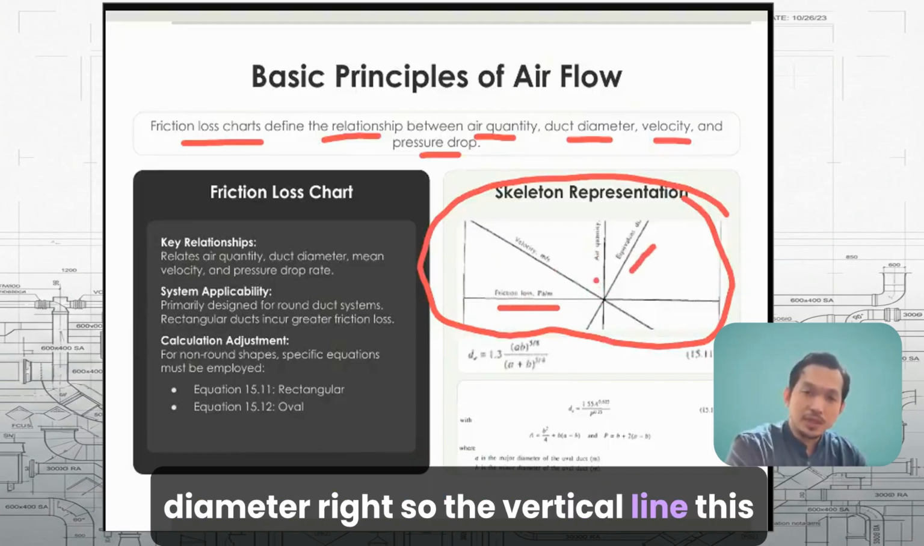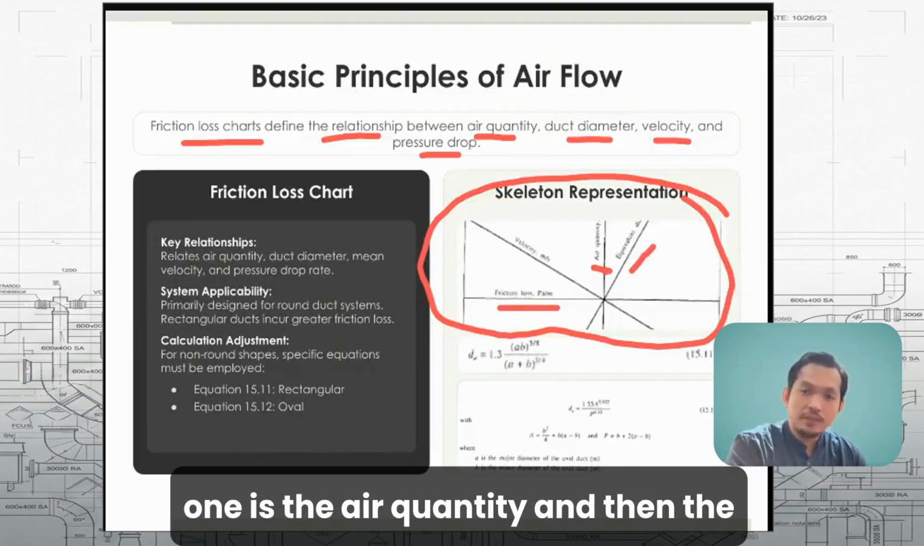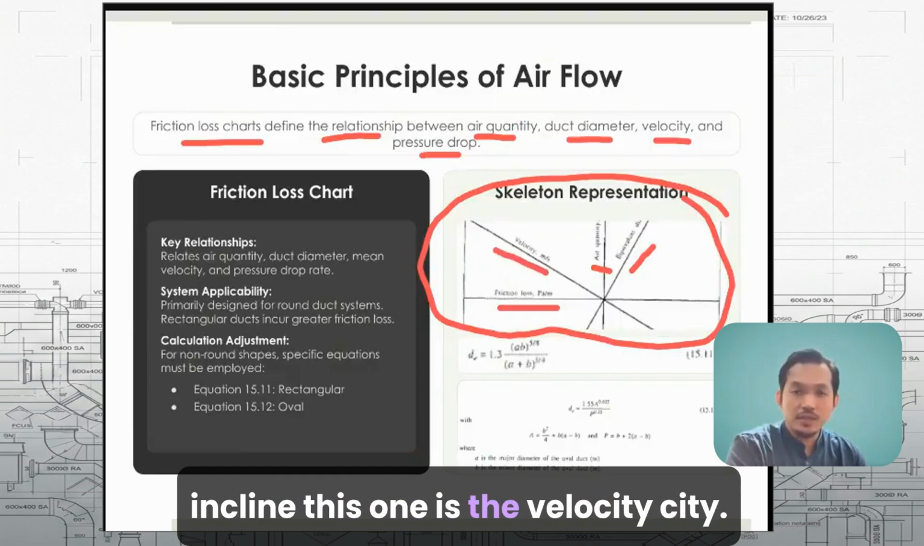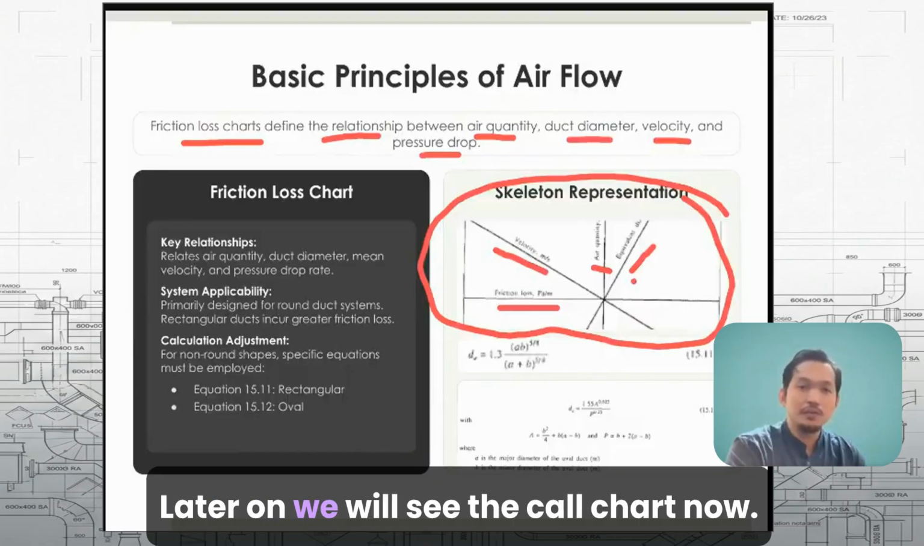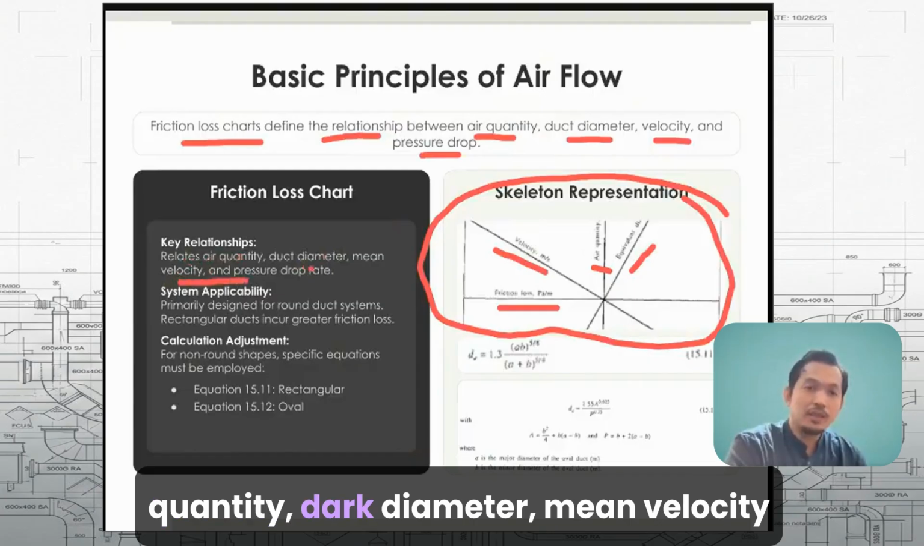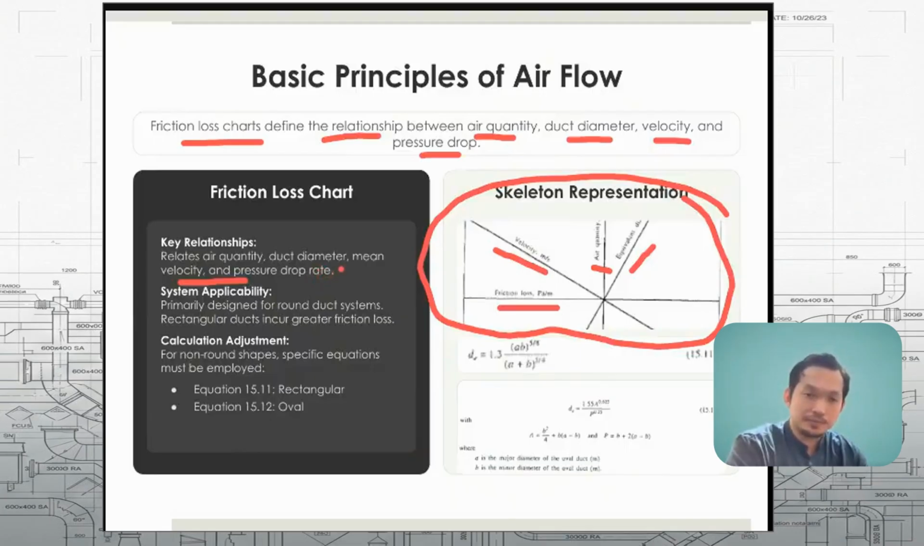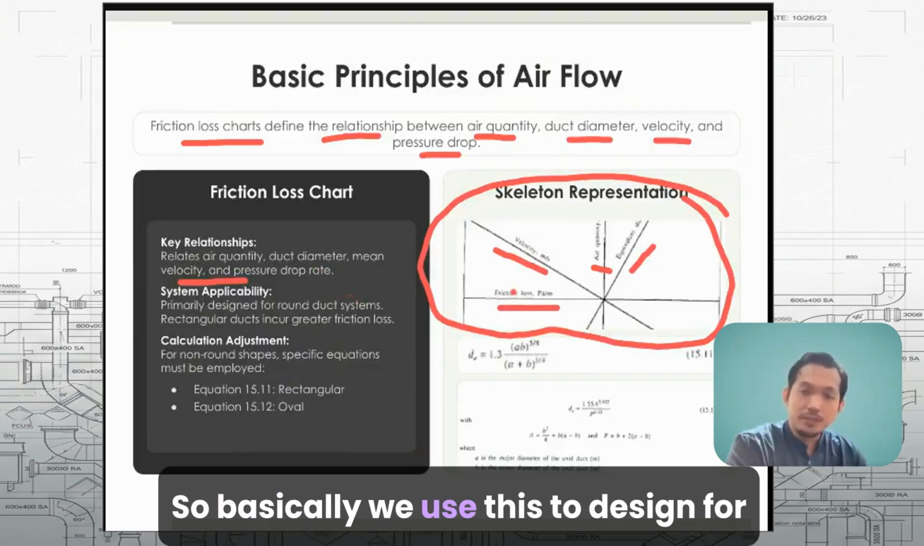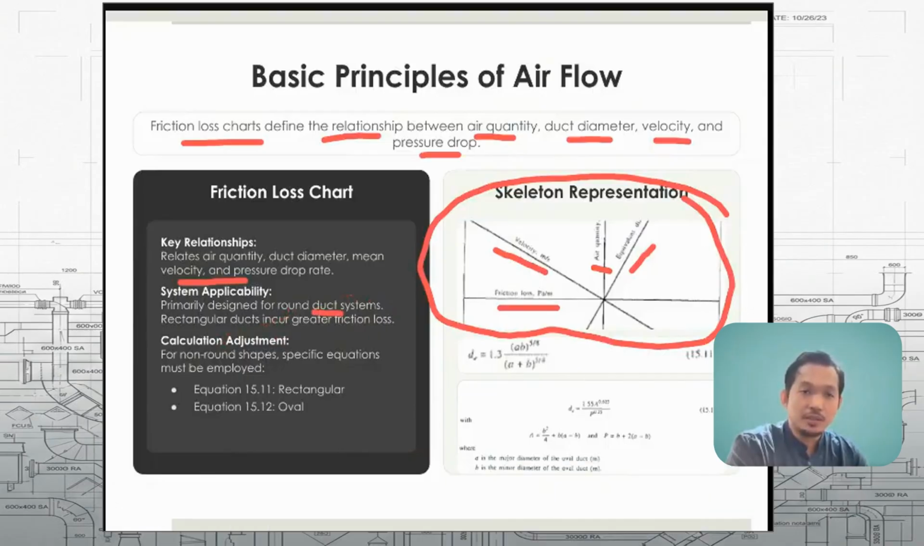The vertical line, this one, is the air quantity, and then the inclined line, this one, is the velocity. Later on, we will see the whole chart. From this chart, we can see air quantity, duct diameter, mean velocity, and pressure drop rate. Basically, we use this to design round duct systems.